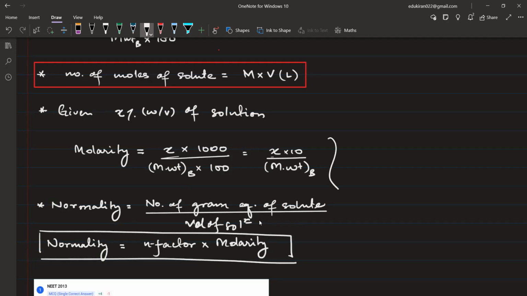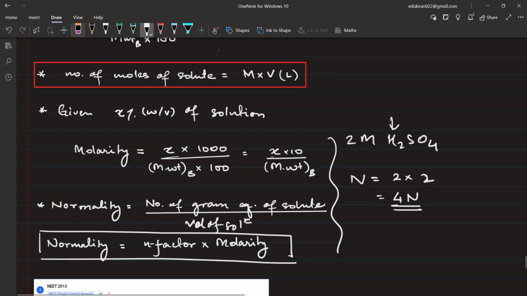For example, you have 2 molar H2SO4. So what will its normality be? Normality will be equal to n factor into molarity. The n factor for an acid is how much H plus it is going to give. H2SO4 gives you 2 H plus, that is why it will be 2 into the molarity, that is 2, so it will give you 4 normal.